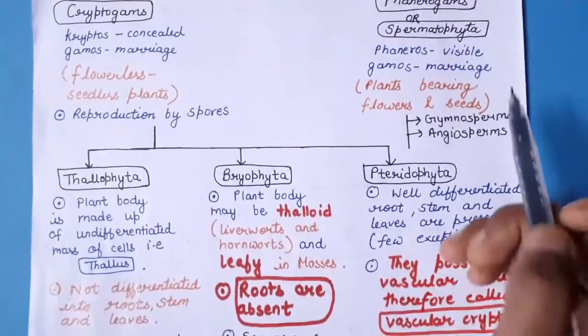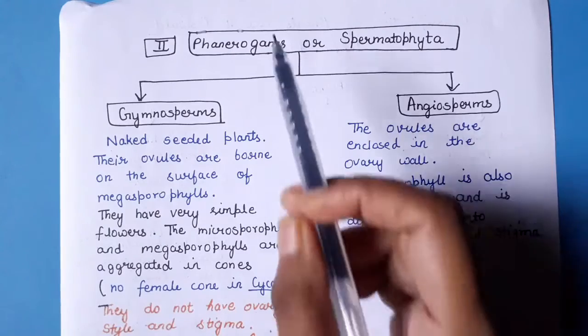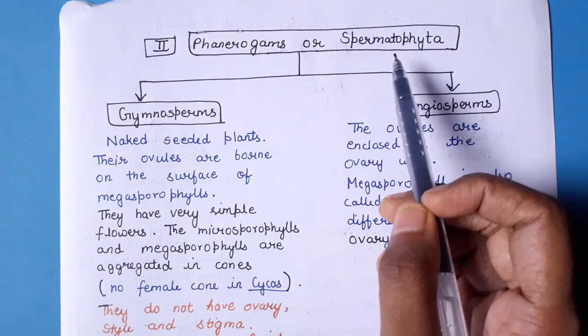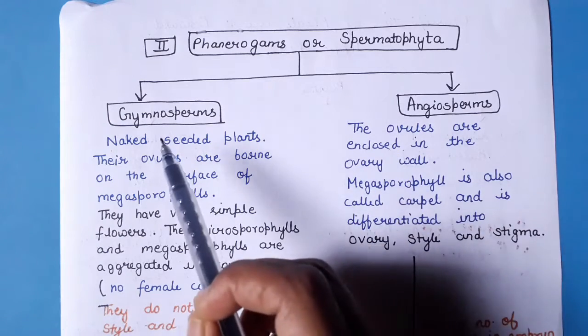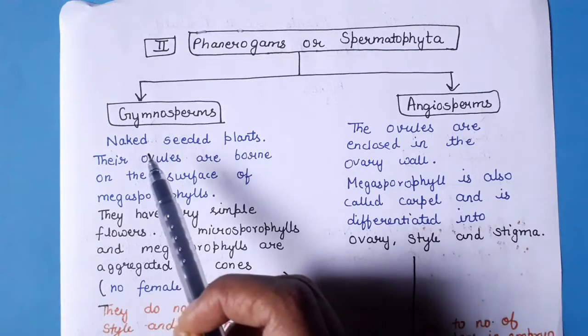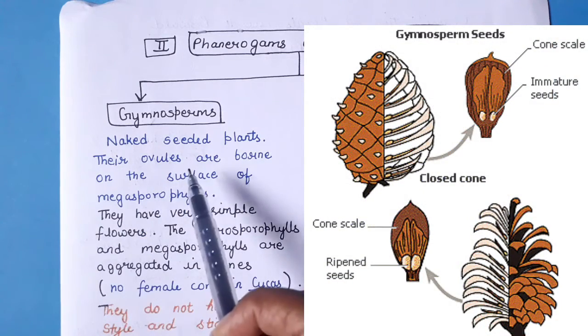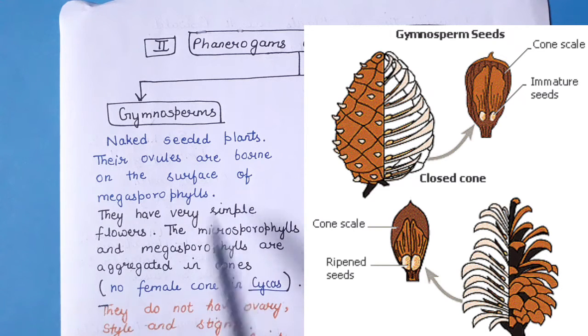Now coming to our next category, that is Phanerogams or Spermatophyta. The Phanerogams or Spermatophyta are the plants that bear flowers and seeds. They are of two types, Gymnosperms and Angiosperms. Gymnosperms are naked seeded plants. Their ovules are borne on the surface of megasporophylls. They have very simple flowers.